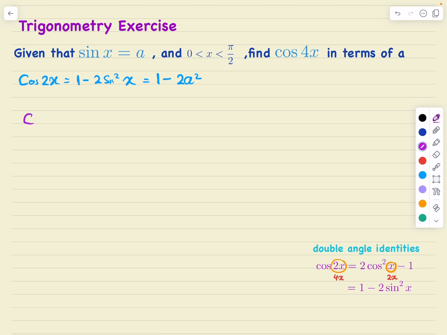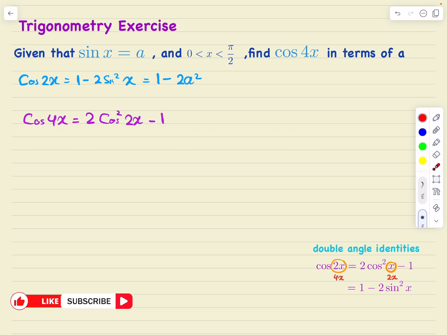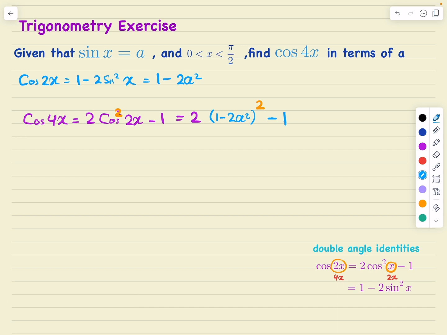So now, here then, instead of cosine 2x, we will replace what we got above, which is here 1 minus 2a squared. So now I will rewrite it like this, 2, this power of 2 is this one here. Then we have minus 1.